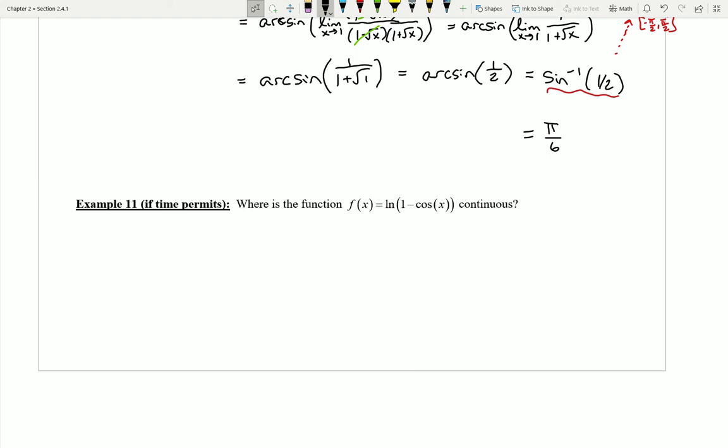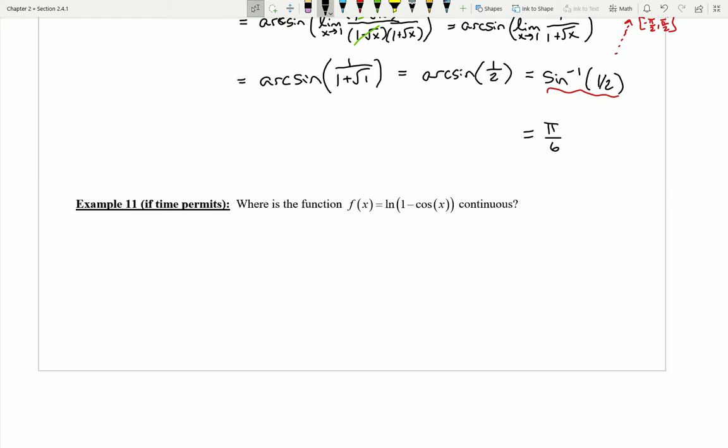So now we're going to move on to example number 11, since time does permit. Let's take a look at this. This is a really interesting question that highlights some weird things that happen with certain functions. We've seen a lot of weird functions this semester, with all these crazy new piecewise functions with jumps and gaps and breaks in them. But this function is particularly curious. We just want to figure out where this function is continuous.